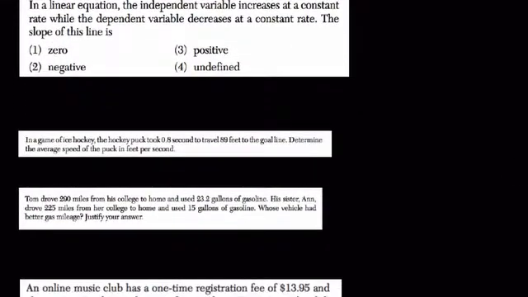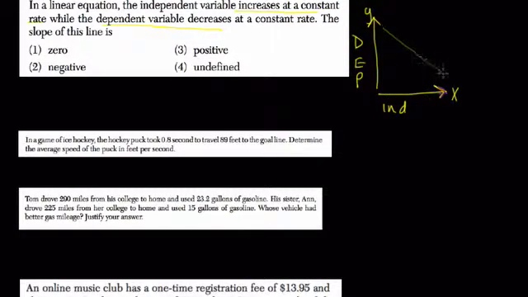Okay. In a linear equation, the independent variable, that's the x variable, right? And dependent is the y, so x is independent, y is dependent. What do they tell us? The independent variable increases at a constant rate, while the dependent variable decreases at a constant rate. So as x goes up, y goes down. You get a line with a decreasing slope, right? A negative slope. So if x is 1, maybe your y value is up here at 5.